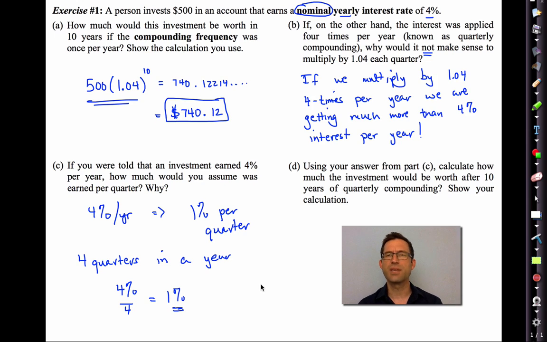Using your answer from part C, calculate how much the investment would be worth after 10 years of quarterly compounding. Show your calculation. Well, go ahead. See if you can figure out what this is, and then we'll take a look at it.